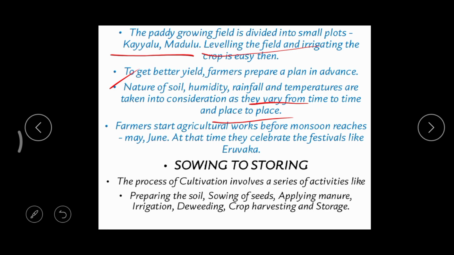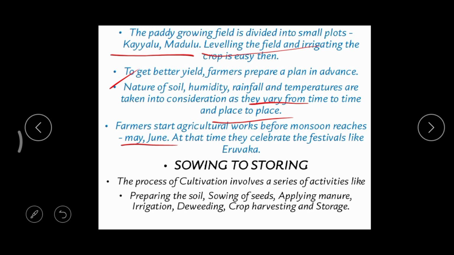Correct. That's why most of the farmers make this preparation ready by which season? By May or June. Why? Because from that time onwards we get the rains. And at that time they celebrate festivals like Eruvaka.